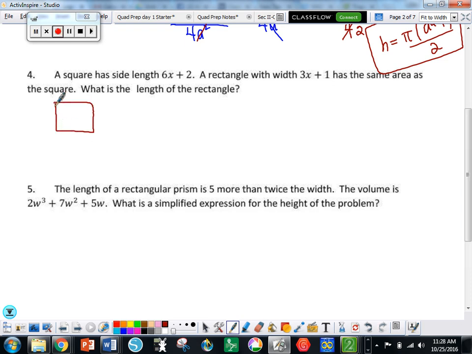Then I'll go. A square has a side length of 6x plus 2. Can I write it like this because I'm assuming something's going to happen eventually? Now, granted, I have no idea if what I just did is going to make any sense later. But what did I do? I just factored it, right? So that I wouldn't have to later.